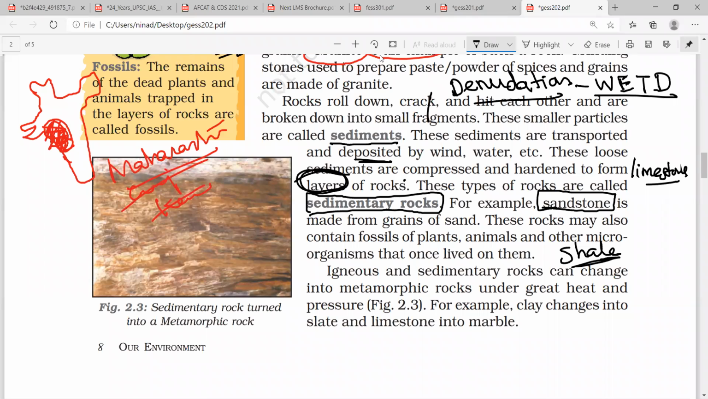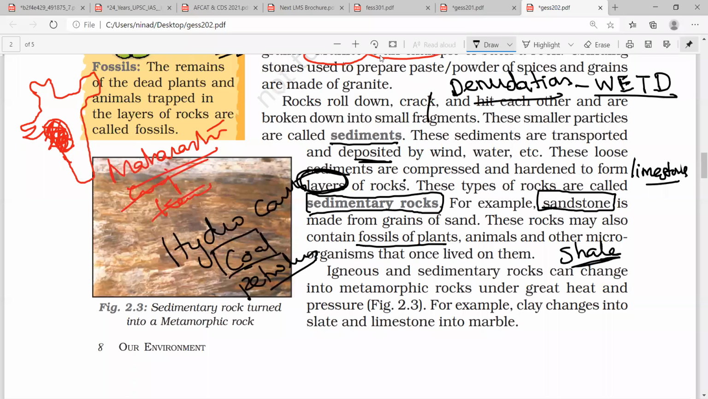The specialty about sedimentary rocks is they have got fossils. That means you get hydrocarbons. You could have heard about hydrocarbons like coal and petroleum. All these are found. So a question can come: which type of rock has got hydrocarbons or coal? The answer is sedimentary rocks. Wherever fossils are available, you get coal, petroleum, all this stuff.